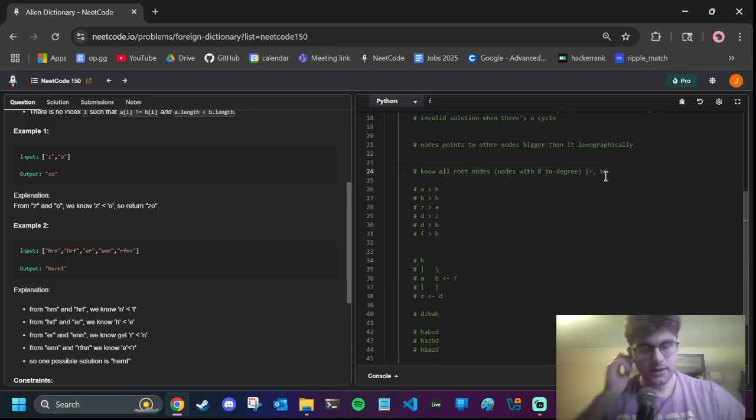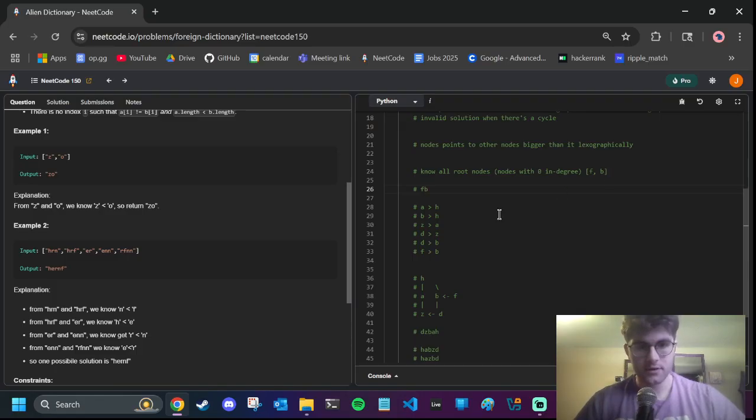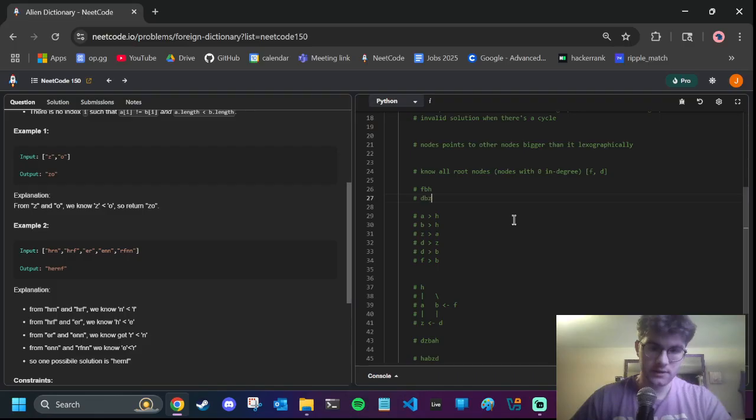Yeah, so those are definitely going to be in the front of our answer. Sorry, it's F and D. Let's do F and D. So those are going to be in the front, but if we look at just F, we would basically breadth first search it and get FBH, which is a fine rule. And then for D, we would get DBZAH.